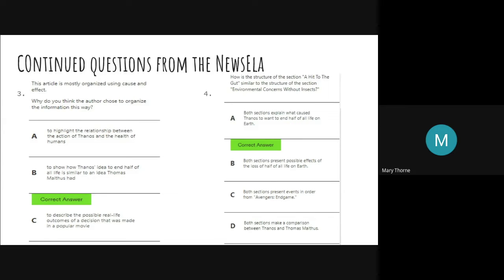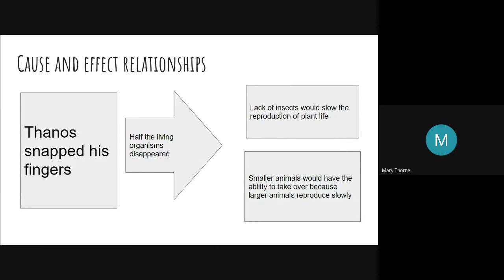Number 4, how is the structure of the section A Hit to the Gut similar to the structure of the section Environmental Concerns Without Insects? Both sections present possible effects of the loss of half of all the life on Earth. So, Thanos snapped his fingers, half the living organisms disappeared, lack of insects would slow the reproduction of plant life, and smaller animals would have the ability to take over because larger animals reproduce slowly, which is, again, a little fact I did not know.